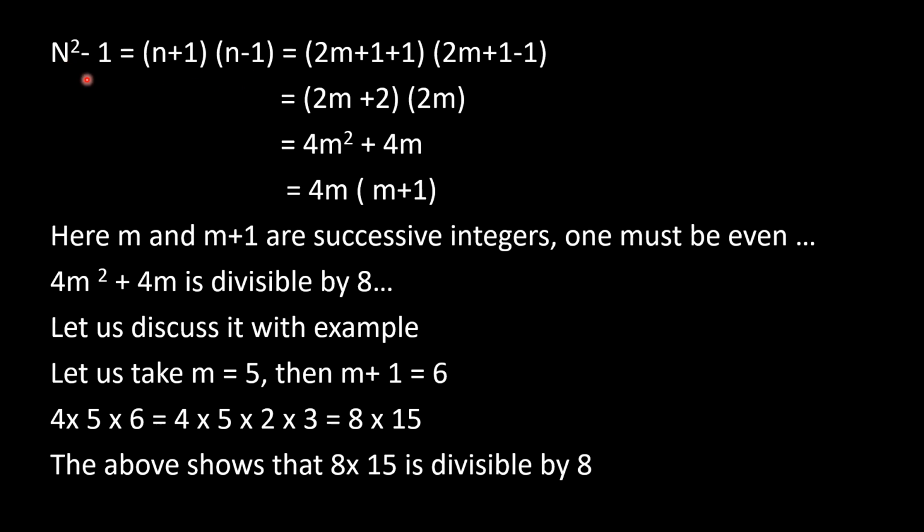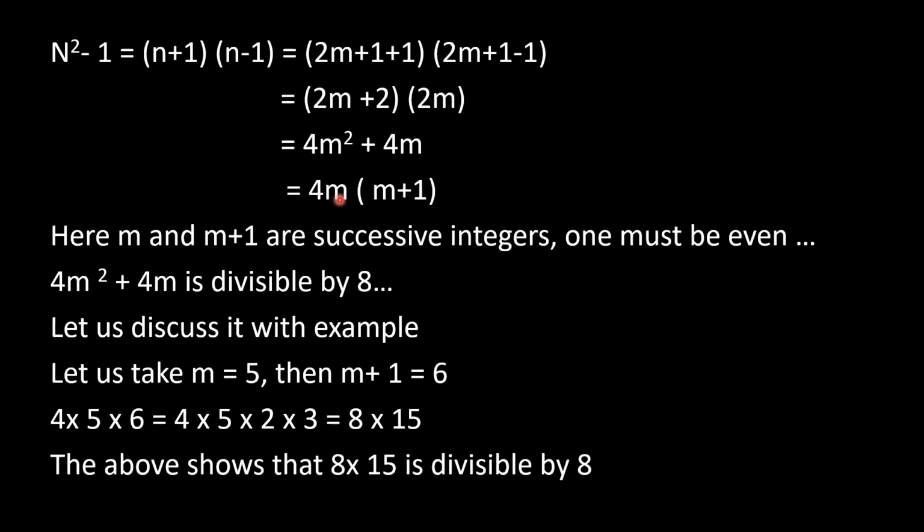We are applying here the formula a square minus b square is a plus b into a minus b. Instead of n, we have to apply 2m plus 1 here, and here also we are going to apply 2m plus 1. This will be 2m plus 1 plus 1, 2. This 1 and 1 will get cancelled, 2m. Multiply 2m into 2m, 4m square plus 4m. Take 4m out, you will get m, because 4m into m is m square, plus we have taken 4m out, plus 1. This m and m plus 1 are the successive integers.